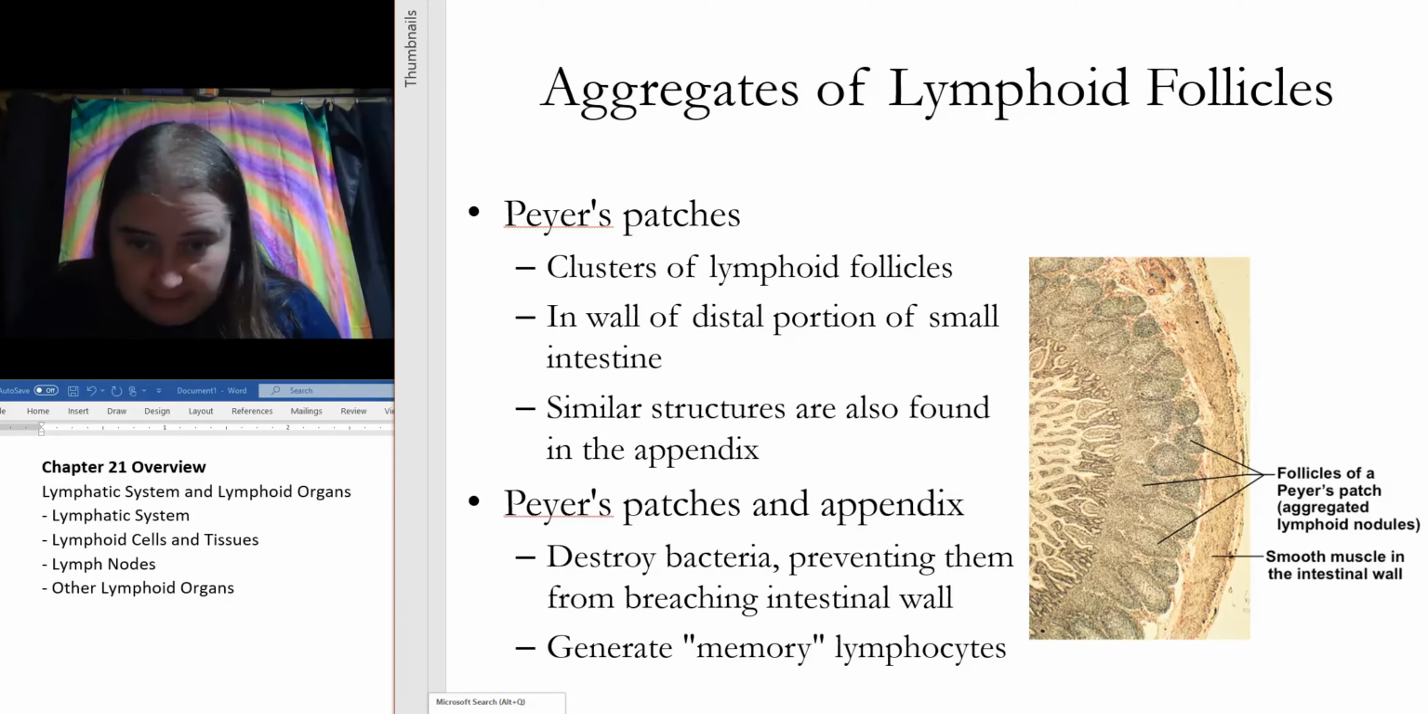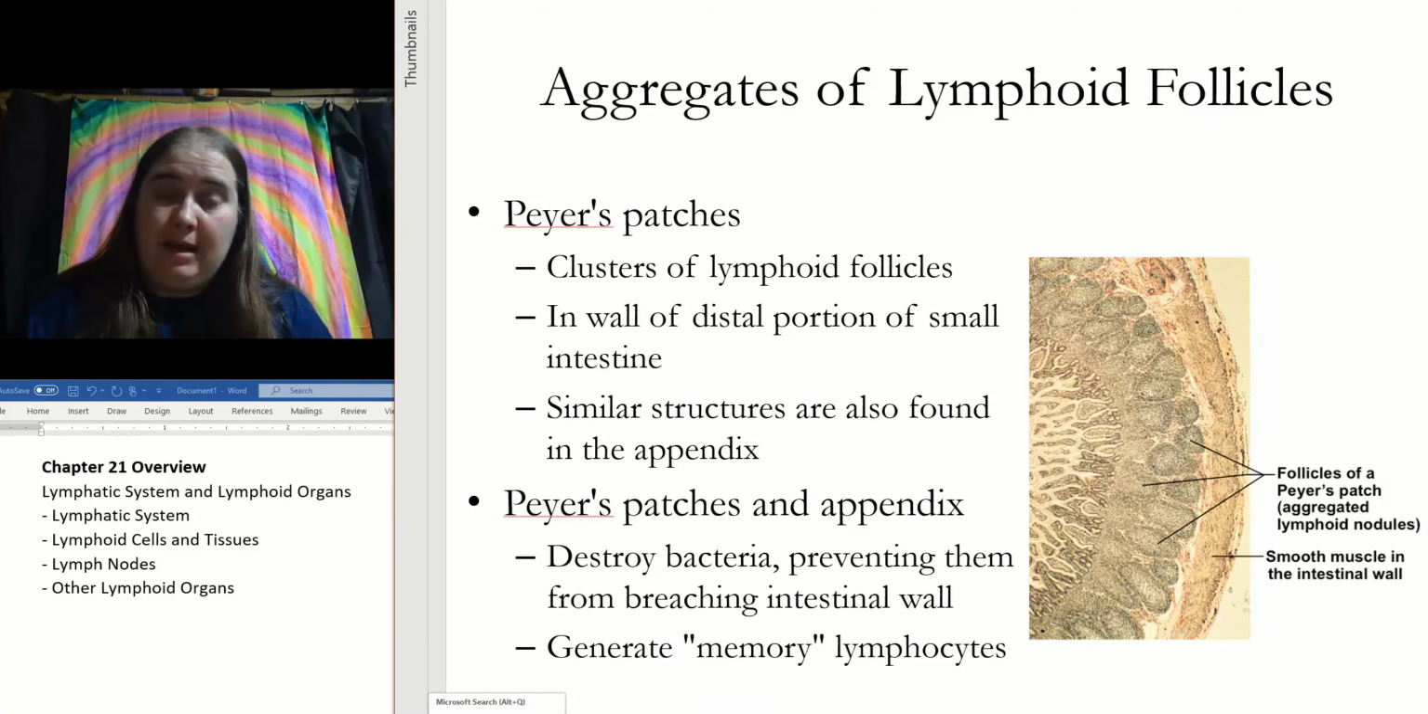I think the last thing I want to talk about are our Peyer's patches, and these basically are just aggregates of lymphoid follicles. Again, I told you before, if you have clusters of lymphoid follicles that aren't in a lymphoid organ, they're typically referred to as Peyer's patches. Typically you'll find Peyer's patches in the distal portion of our small intestine. And again, we find very similar structures in our appendix as well.